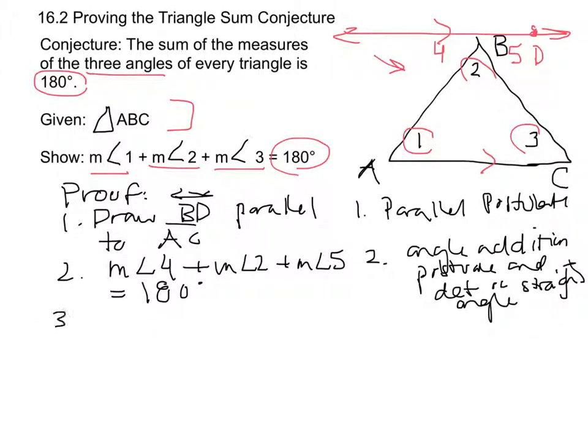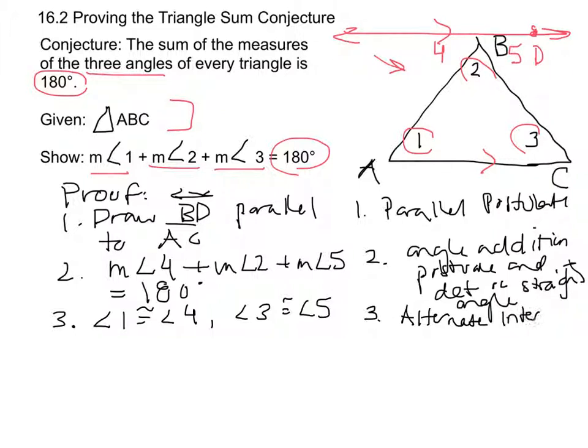And then our third step is going to be to say that angle 1 is going to be congruent to angle 4 and angle 3 is going to be congruent to angle 5. And we can say this by the alternate interior angle theorem, which says that if you have 2 parallel lines, then the angles that are alternate and interior are going to be congruent, which means that you'll have 5 congruent to 3 and 4 congruent to 1.